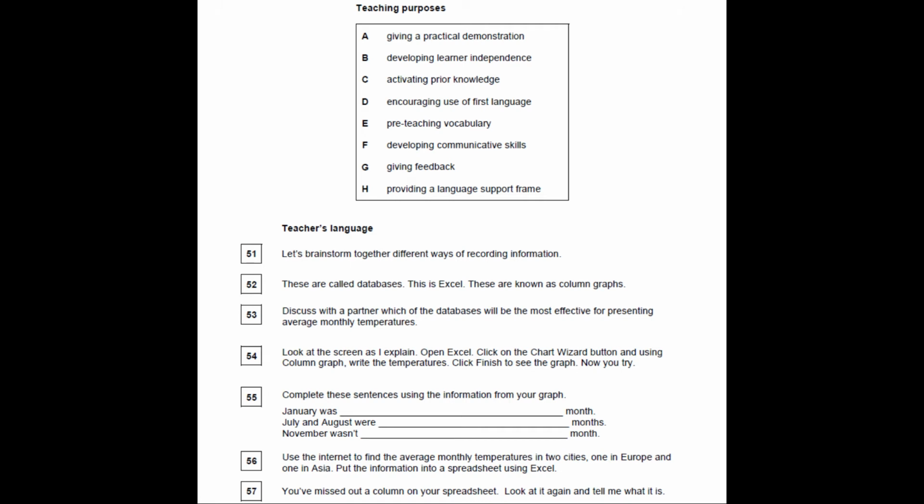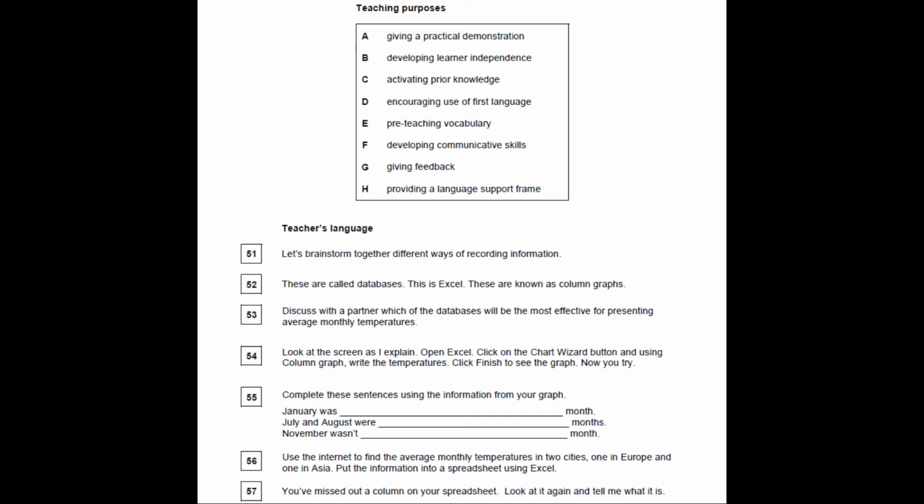In the next group of questions, we're going to match teacher's language to teaching purposes. Let's look at number 51. Let's brainstorm together different ways of recording information. This is activating prior knowledge. 52. These are called databases. This is Excel. These are known as column graphs. This is pre-teaching vocabulary.